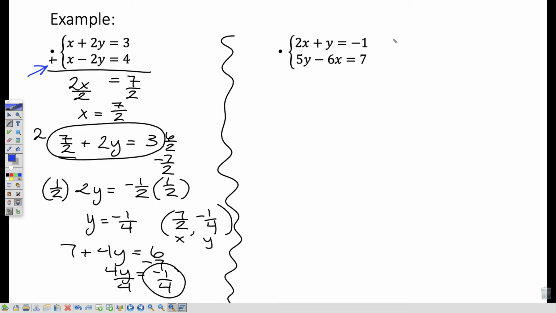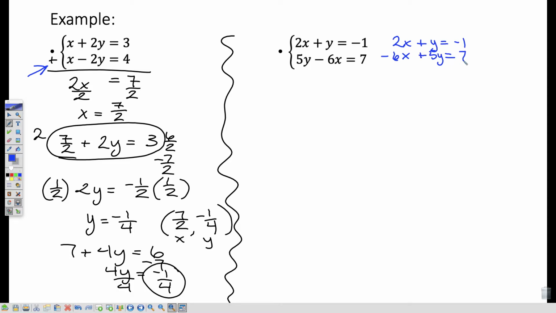So I have 2x plus y equals negative 1 and negative 6x plus 5y equals 7. So could I just combine them really nicely? Well, can I? And will I eliminate anything? Maybe. I won't eliminate anything, but I need to either eliminate or do substitution. And substitution is solving for a variable and plugging it into the other one.